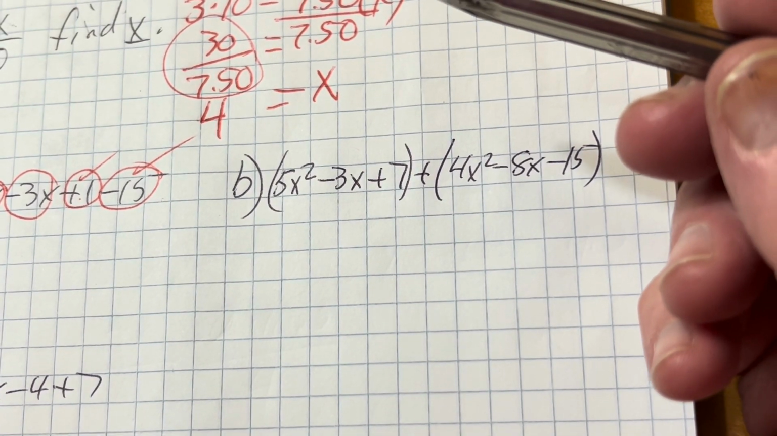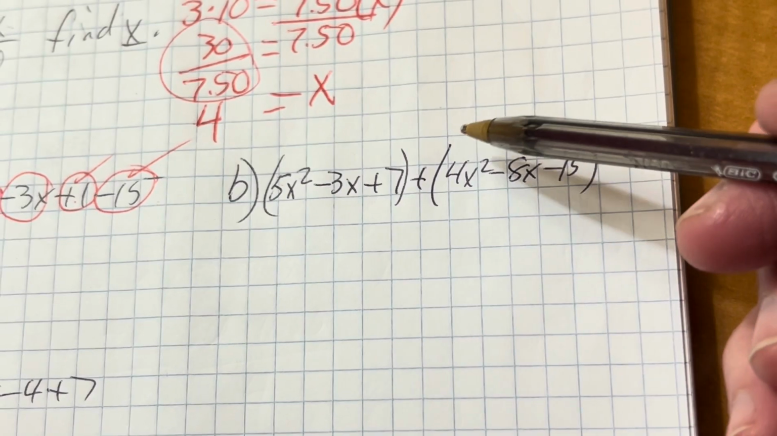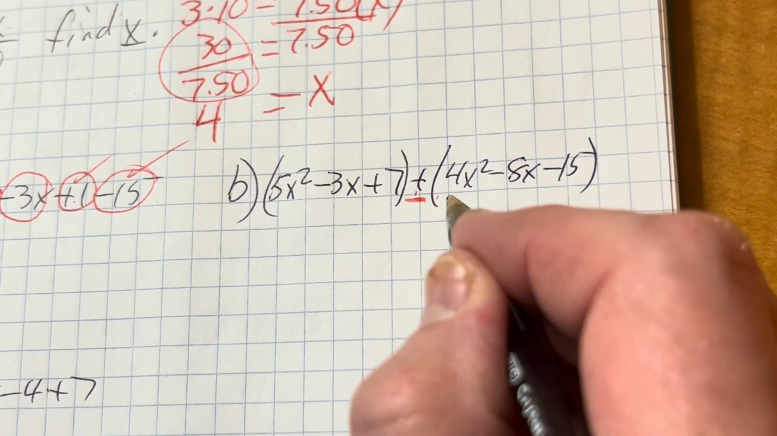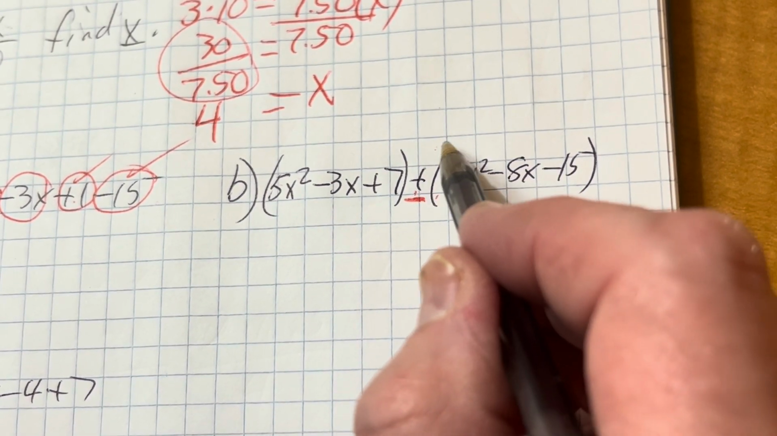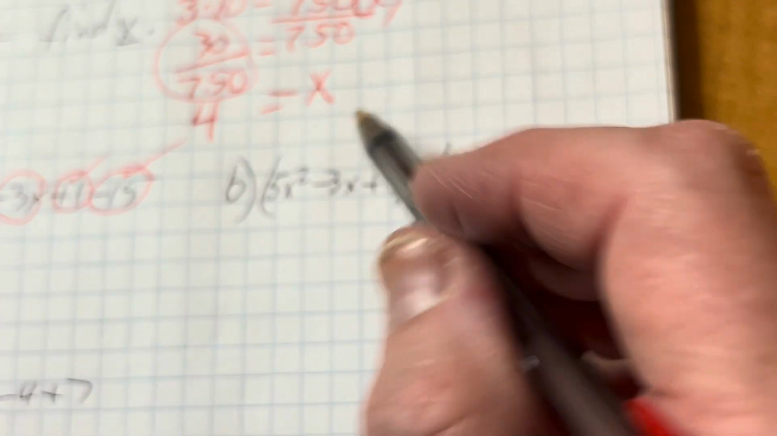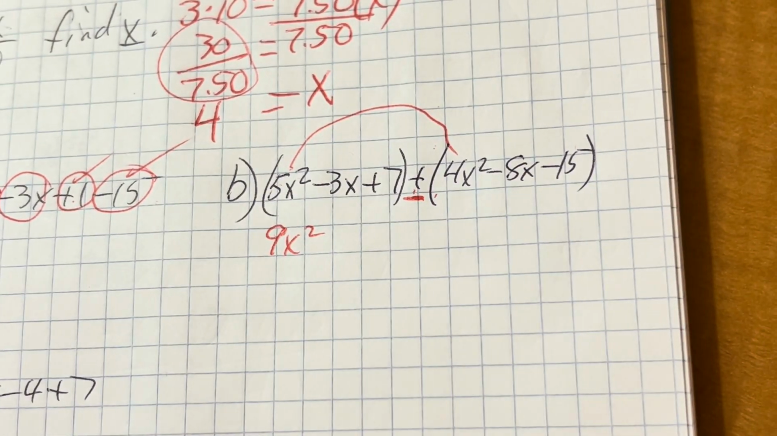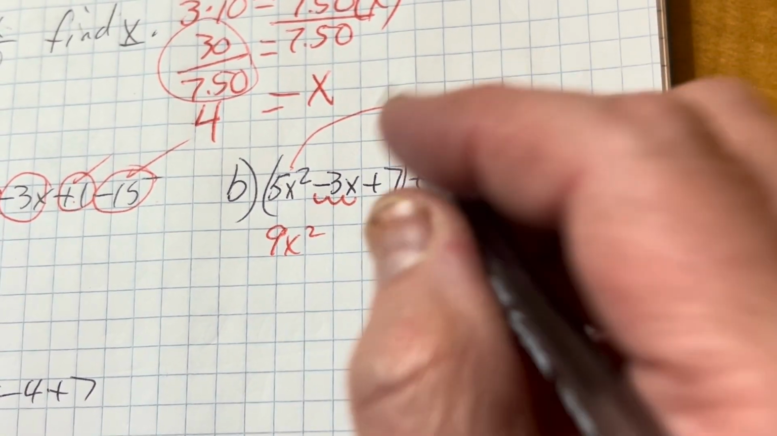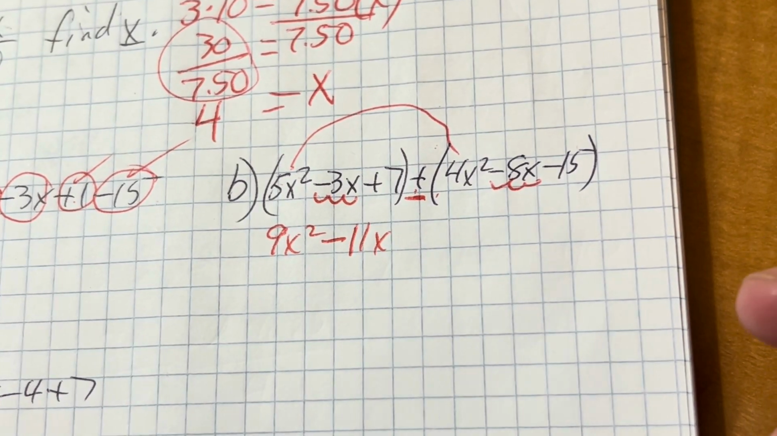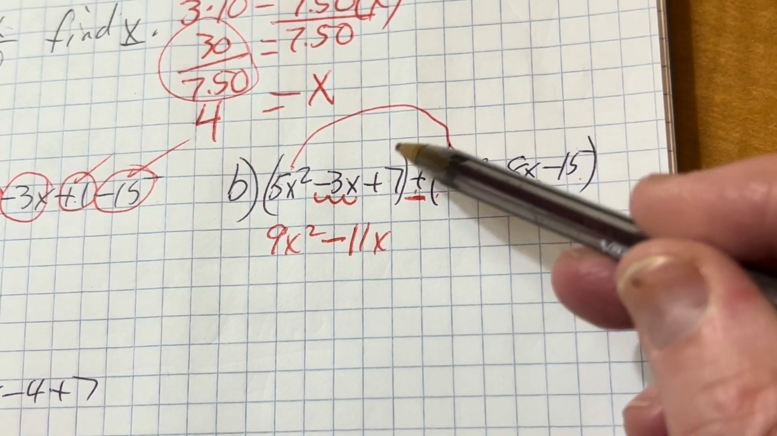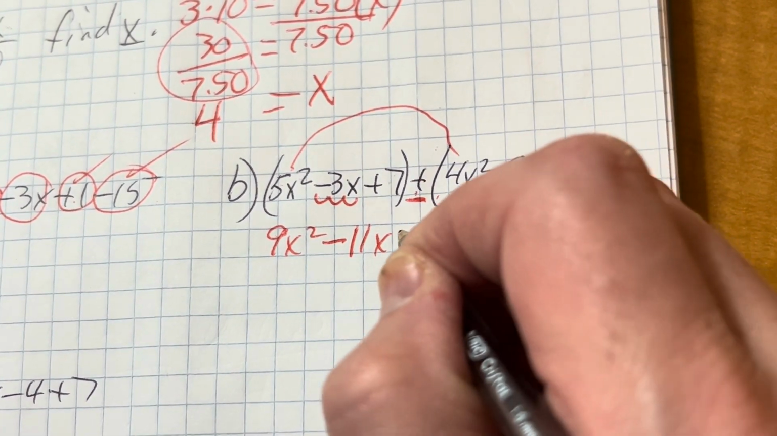5x squared, 4x squared. Those are like terms. But notice this is a plus sign. What would happen if this was actually a negative sign? That would make all of these in here the opposite sign. But we're lucky we don't see that here today. So we have 5x squared and 4x squared. That's 9x squared. How many x terms do we see? Well, I see an x here and an x there. I have -3 and -8 makes -11x. Then I have my whole numbers, 7 and -15. That's -8.